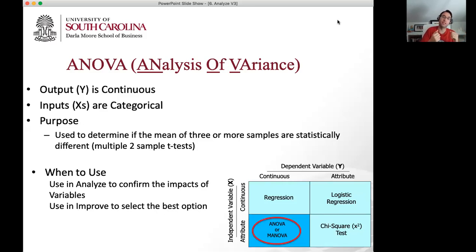Oh, that should be, it has to be means, right? ANOMI, yeah, it doesn't look very good. So ANOVA is used to analyze the means, not variance.